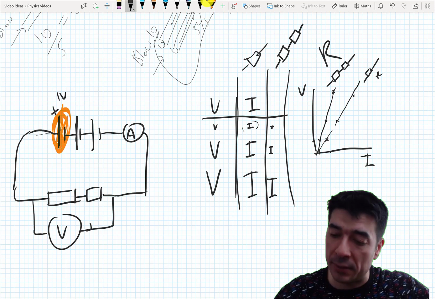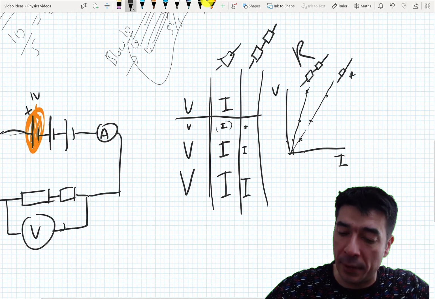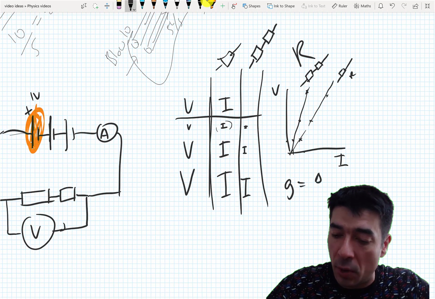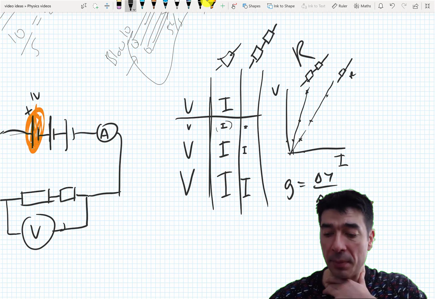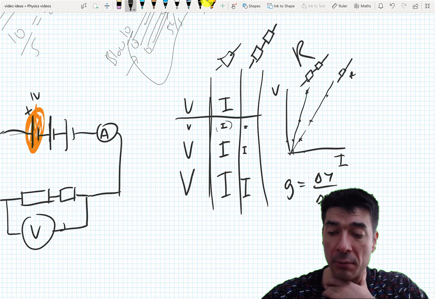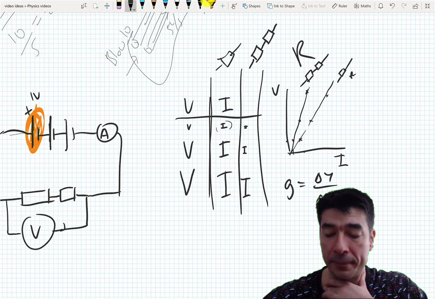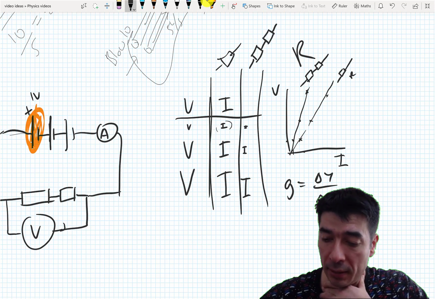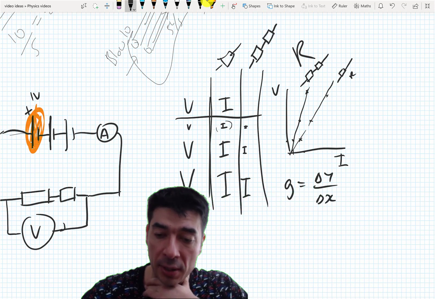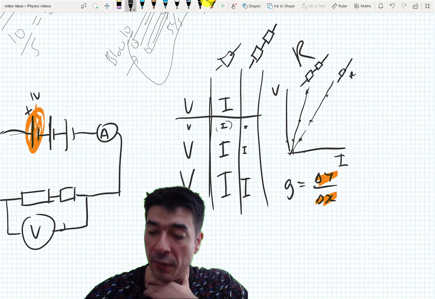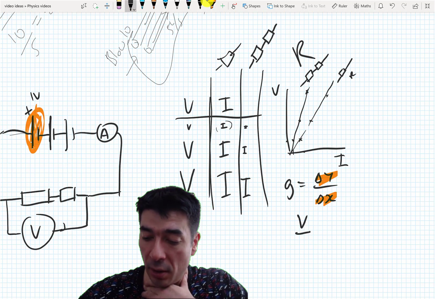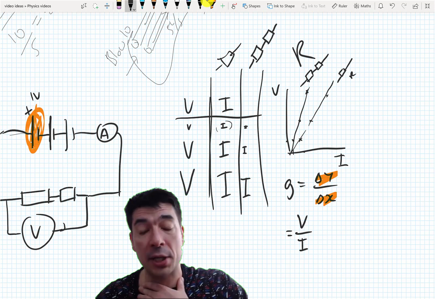So you could go back to your math skills now and go, oh, well, I know how to calculate gradient, right? Gradient is change in y over change in x. And if we actually look at these terms, the terms we would be using would be the change in V divided by the change in I. So if I was to substitute this and this with the terms of the graph, I would be substituting them with V and I. So I'd have V over I. And then I'm telling you that the gradient is actually the resistance.